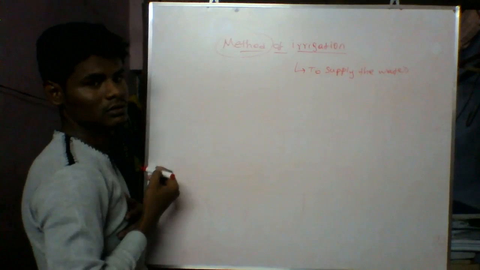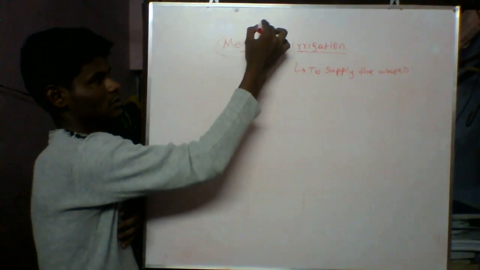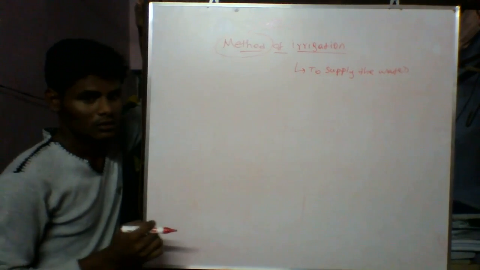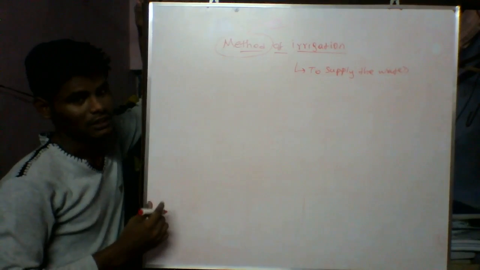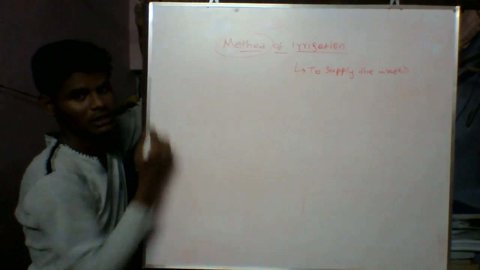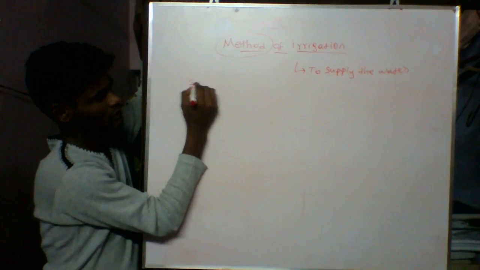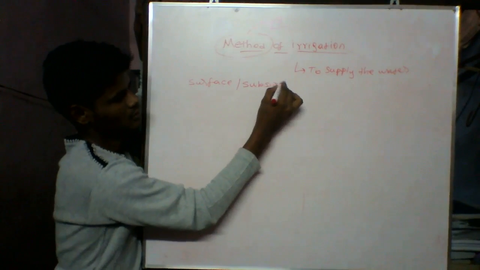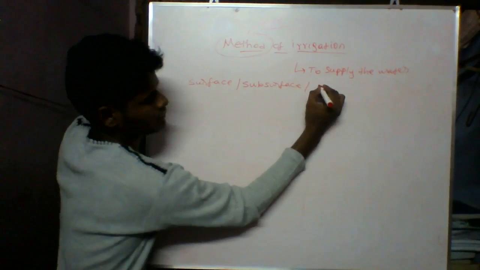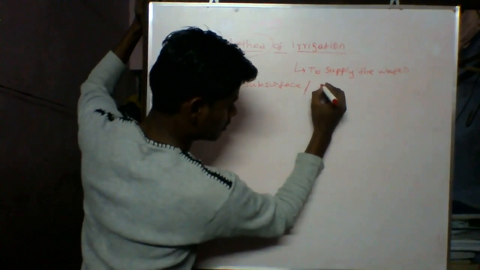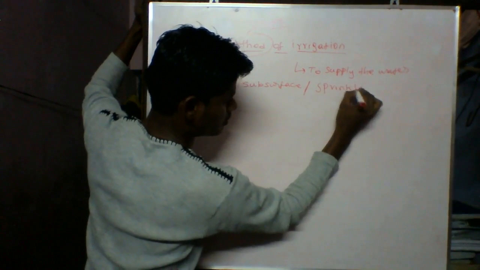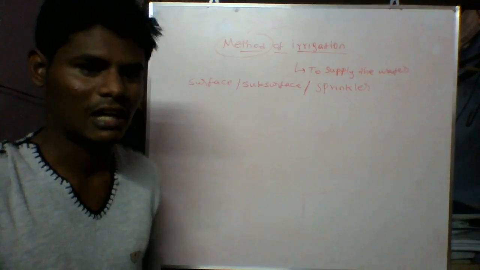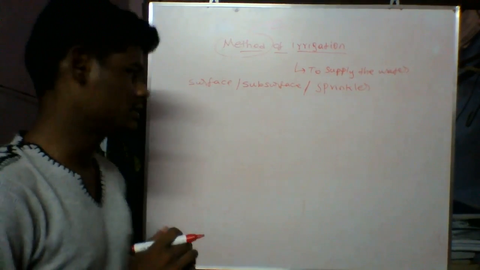So what is method? Method is also known as types. So we have to discuss the method of irrigation. Three methods are available in the irrigation system. One is surface, another one is subsurface, and another one is sprinkler. So: surface irrigation system, subsurface irrigation system, and sprinkler irrigation system.